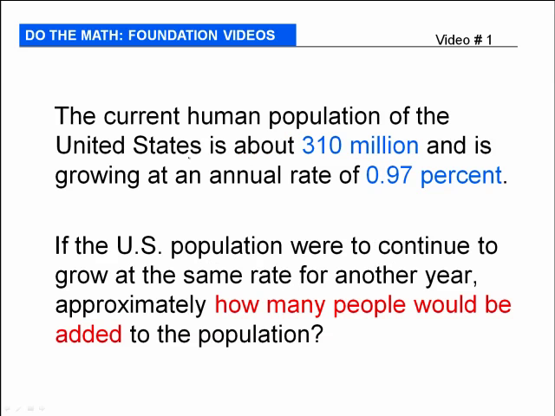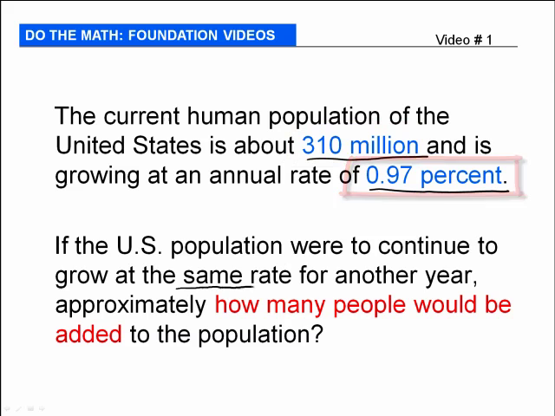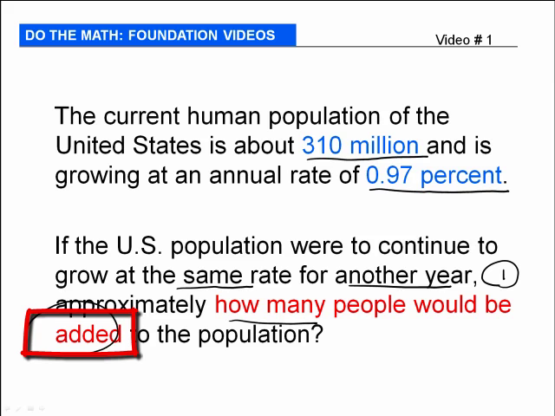So here's the question. The current human population of the United States is about 310 million and is growing at an annual rate of 0.97%. If the United States population were to continue to grow at the same rate for one more year, approximately how many people would be added, keyword there, to the population?